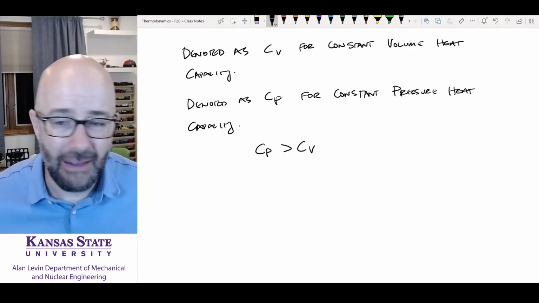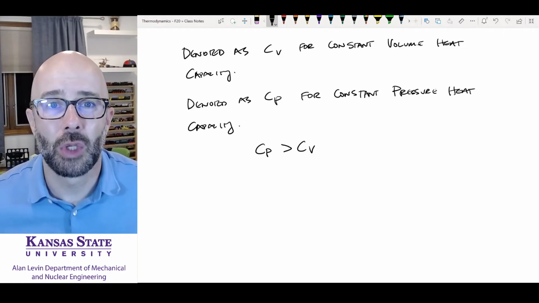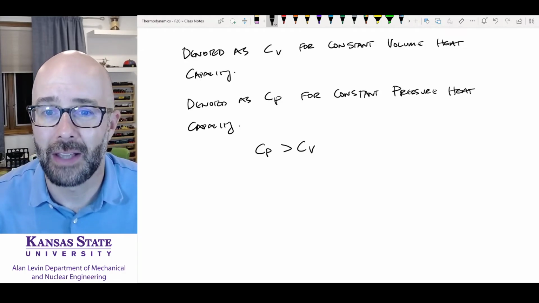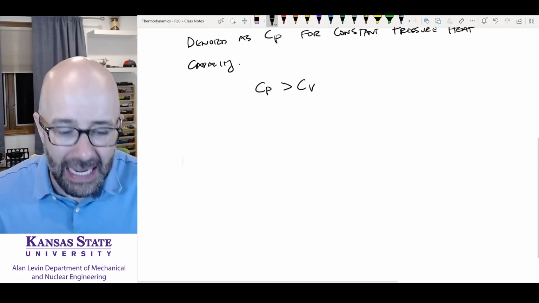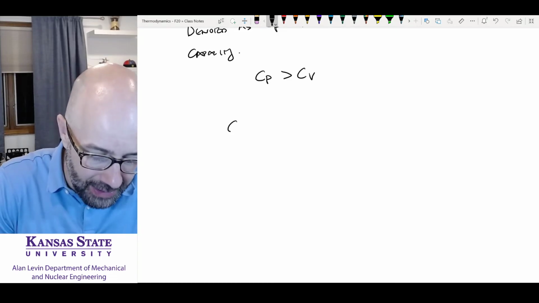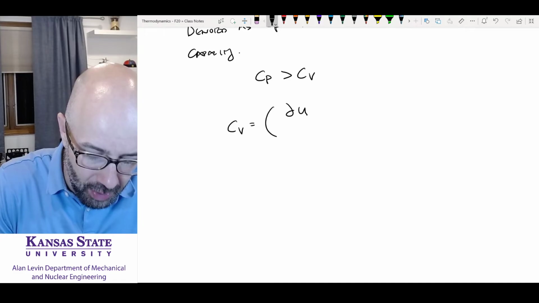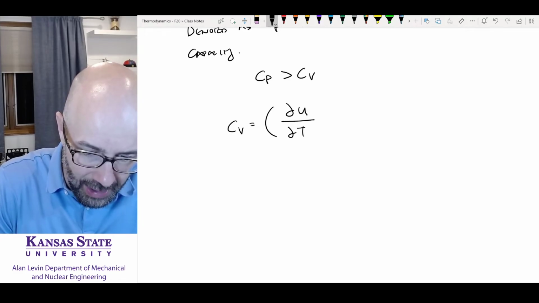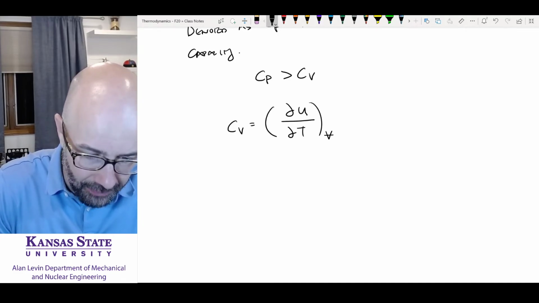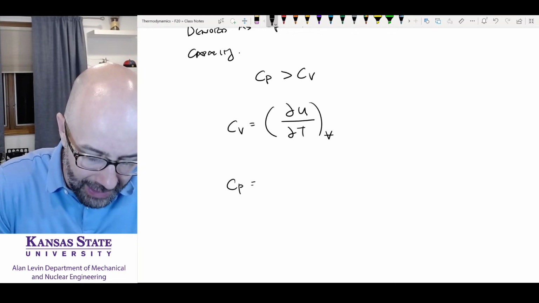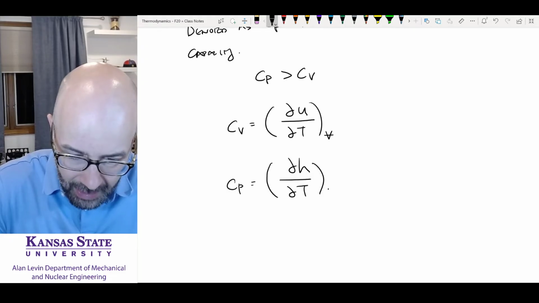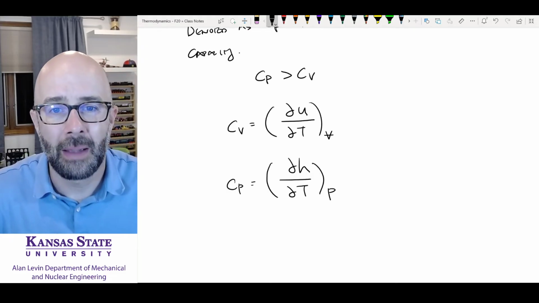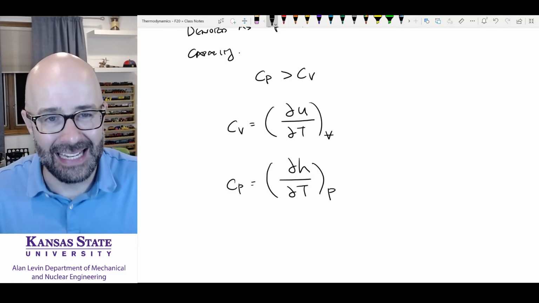This is a good FE exam problem, a multiple choice question they often ask you. This is important for us to know. Okay, so how do we define C sub P and C sub V? Well, C sub V is defined as the partial derivative of U with respect to T as we keep volume constant. And C sub P is defined as the change in enthalpy over the change in temperature as we keep pressure constant. Okay, this is how they're defined.